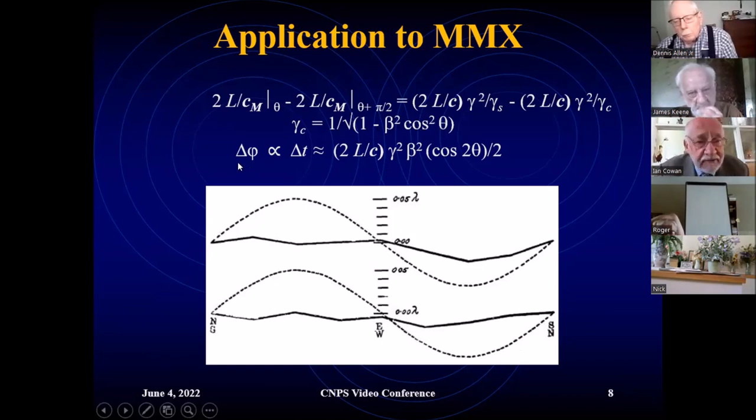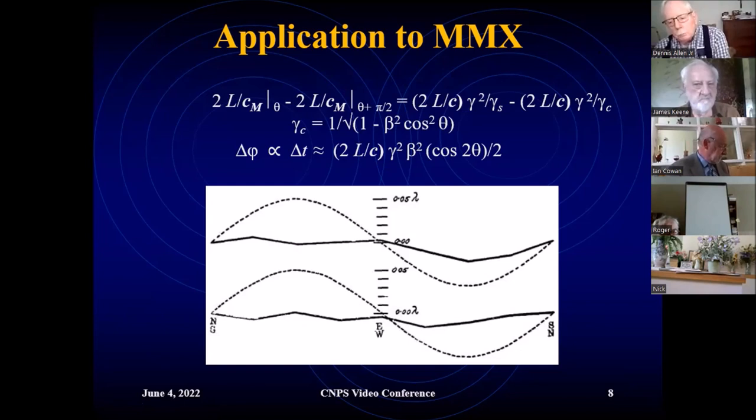And then if you expand that out by the binomial theorem, you'll get that the change in phase is proportional to the change in time, which is approximately equal to that, omitting higher powers of beta than beta squared. So you can see that it has a signature of cosine 2 theta, so that the period should be actually twice the angle. So let me see. In other words, it should have a period of 90 degrees rather than 180 degrees.